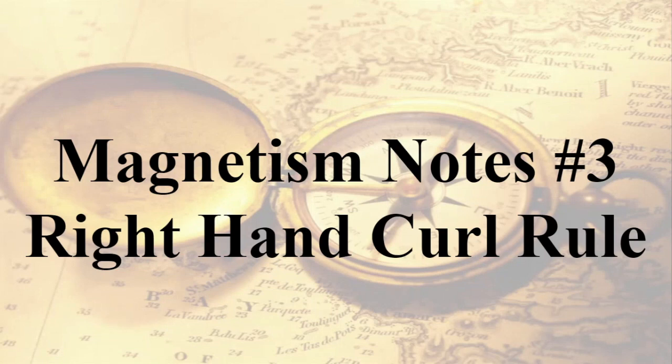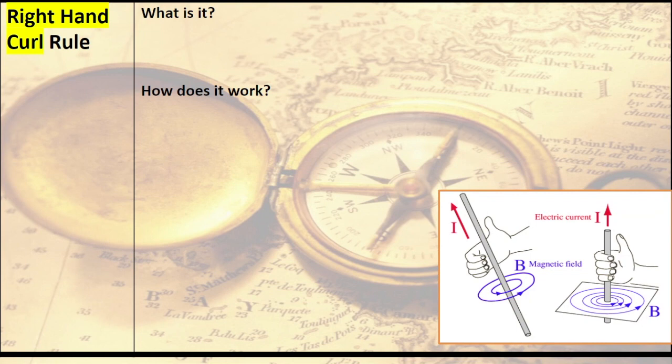Alrighty guys, we have made it to the Magnetism notes part 3. These notes specifically are going to focus on the right hand curl rule. And we're going to talk about what that is right now.